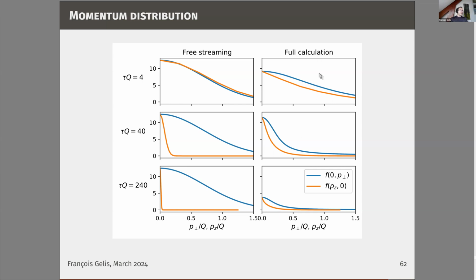Now you can compare this with the full calculation that has the memory integrals at the same times with the same initial conditions. So now you see that there is a little shrinking of the PZ distribution compared to the P-perp distribution, but the difference between the two is much less pronounced, and it's rather small, in fact. So we interpret this as a sign of the fact that the collisions included via the memory integrals are competing against the expansion, and they try to make the system less anisotropic or more isotropic, depending on how you want to see it.